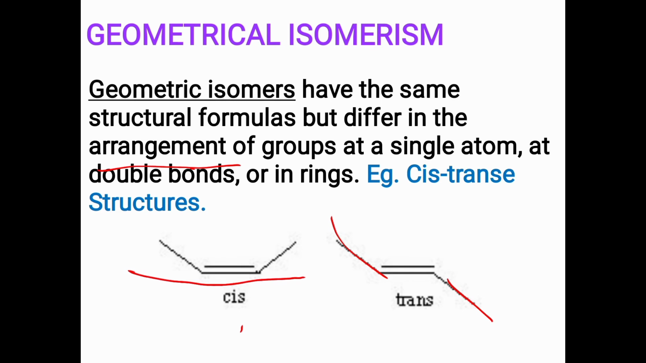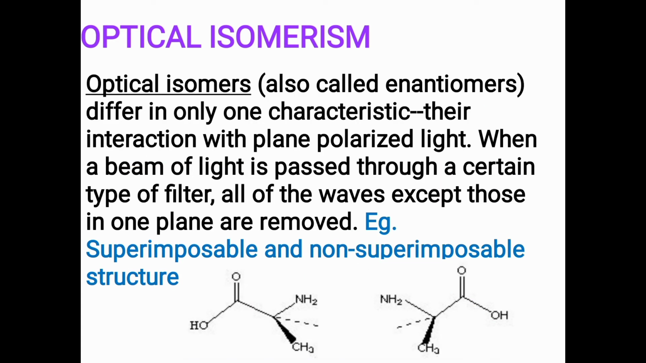And it will help us later in chemical reactions, whether a reaction is very slow or fast, and whether it will occur, if we know whether it is the cis form or trans form. Next, optical isomer. An optical isomer differs in only one characteristic, that is, its interaction with plane polarized light. What is the meaning? We have to study plane polarized light in detail, but that is a separate issue we will discuss later on.